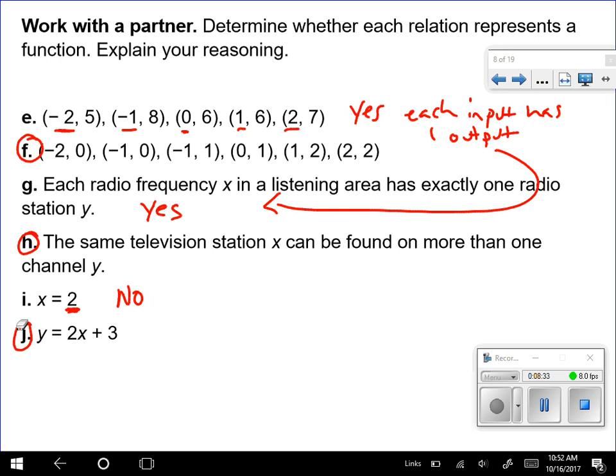Okay, so all of those are examples of what you may need to look at when determining whether a relation is a function. Sorry about the drilling in the background. They are now taking off part of the crosswalk.